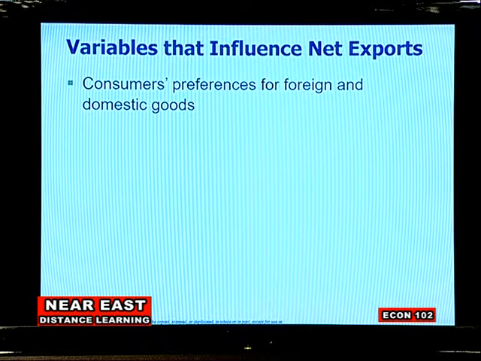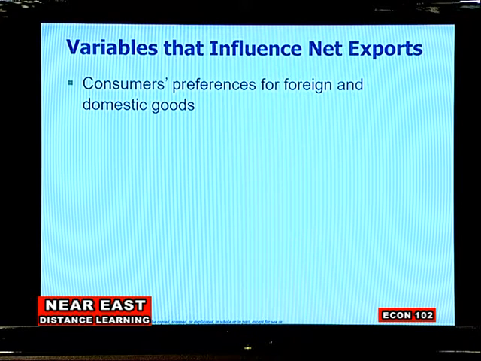Then other variables that influence net exports. First is consumer preferences for foreign and domestic goods. If consumers have a high taste for foreign goods, then net exports will likely be negative. On the other hand, if consumers have high preferences for local goods, then they tend to purchase less foreign goods. So consumer preferences for foreign and domestic goods are an essential determinant of net exports.